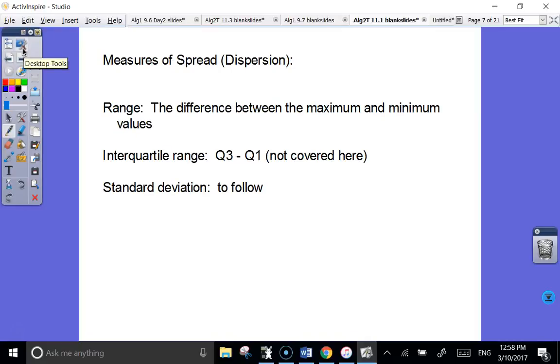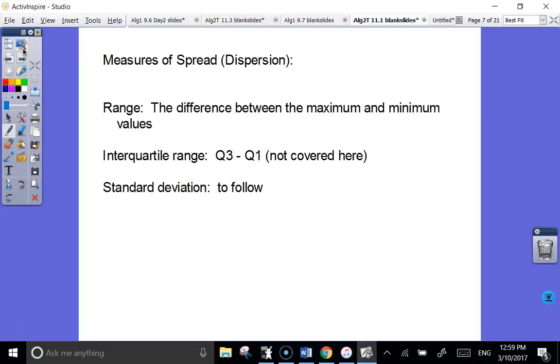Okay, measures of spread or dispersion. The book calls it dispersion, which is easily understood, but I think in the AP Stats book, they always call it spread. So, spread is how much the data is spread out, and the first one you ever learn is range. You've all learned about range before, right? That's the maximum minus the minimum value.